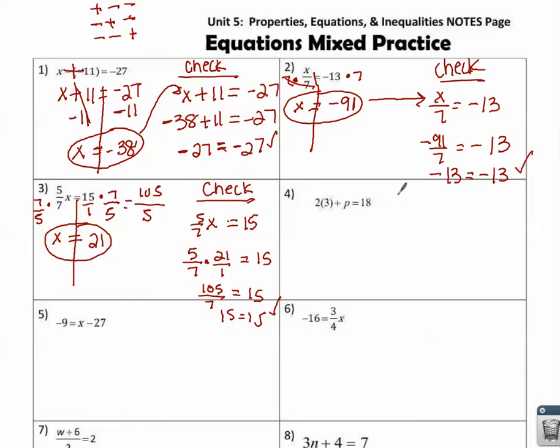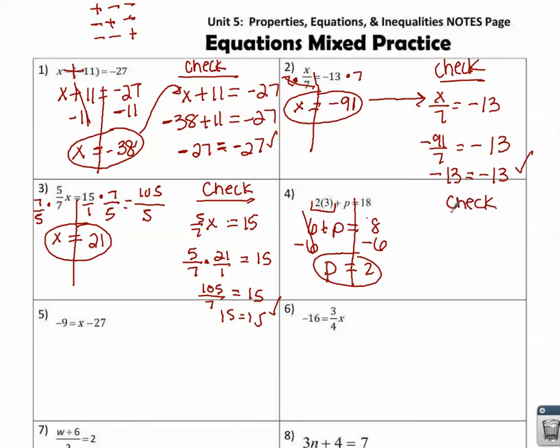Let's try number 4. Draw your line down the equal sign. This is a two-step equation because you have to multiply 2 times 3 first. Now you have a one-step, 6 plus p equals 8. You want to look at the constant on the side with the variable, and that's 6. 6 is positive, so the inverse of a positive 6 is going to be a negative 6. So you want to subtract 6 on each side, leaving you with p equals 2.